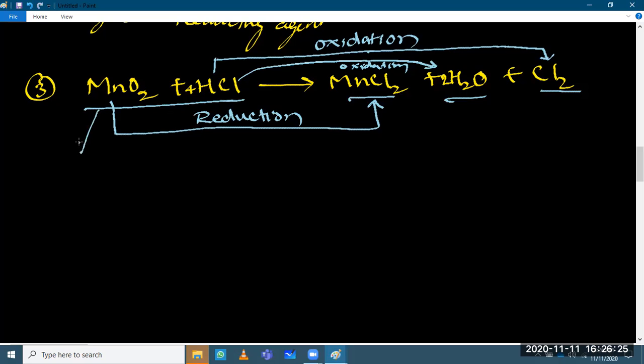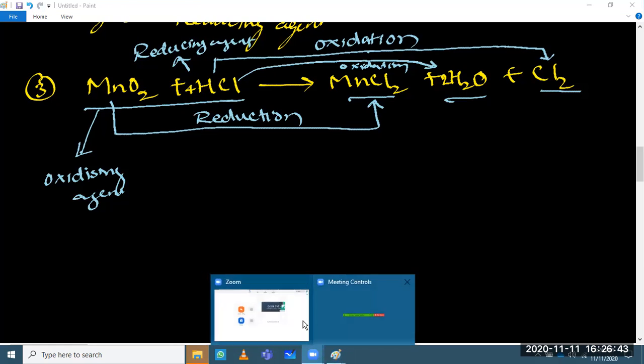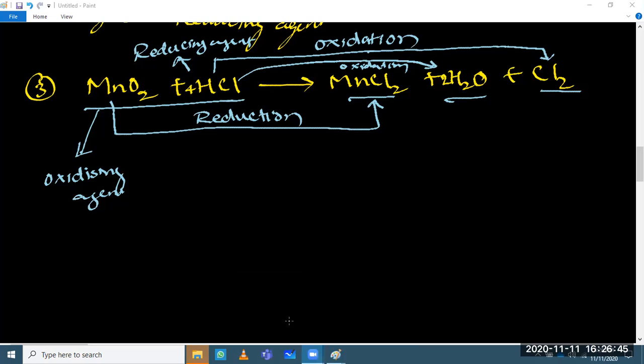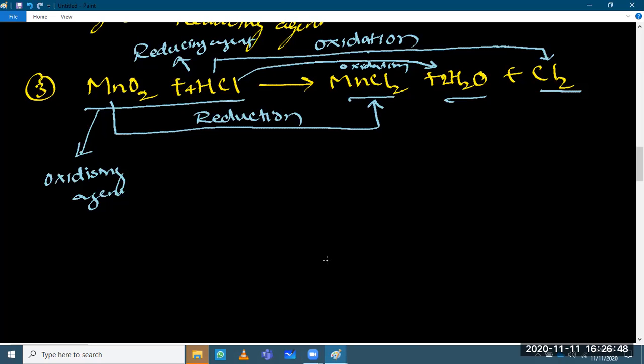But here, MnO2 is an oxidizing agent, and the oxidizing agent undergoes reduction, and HCl is a reducing agent that undergoes oxidation. I hope it's clear to you. Not a problem, I think. So we will learn some more examples now.